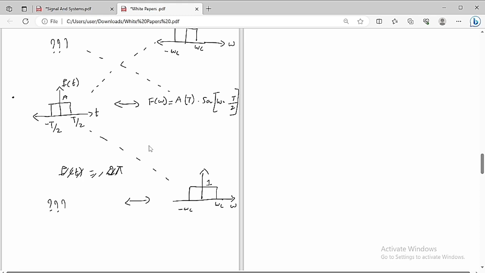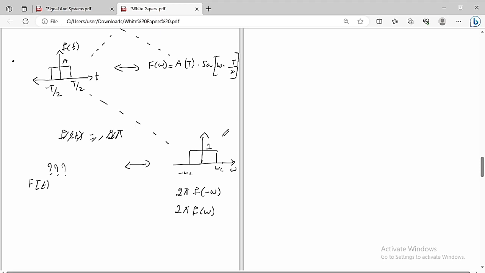So I want this expression. We know the basic formula. If this is t, this is f of omega, and this is now f of t, then this will be 2 pi times f of minus omega. I already told you, f of minus omega, but it is an even signal. So f of minus omega is equal to f of omega. So 2 pi times f of omega. If you see clearly, this is nothing but here. This one is like this one.